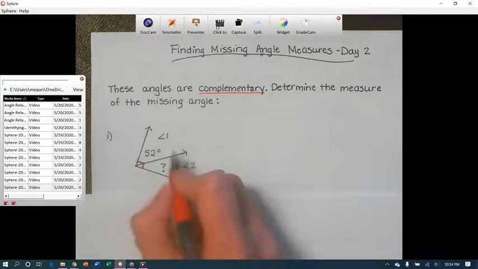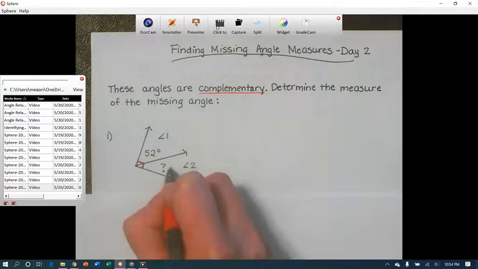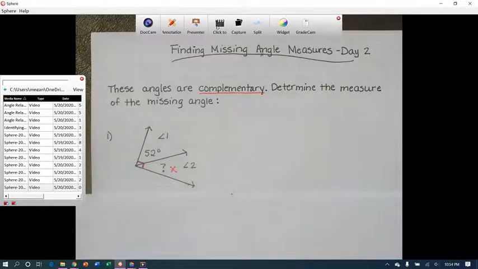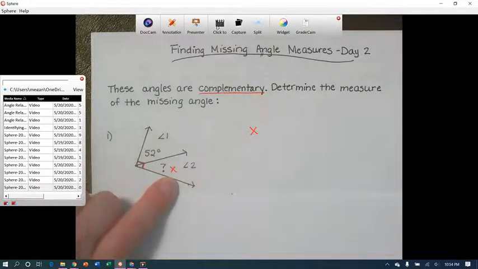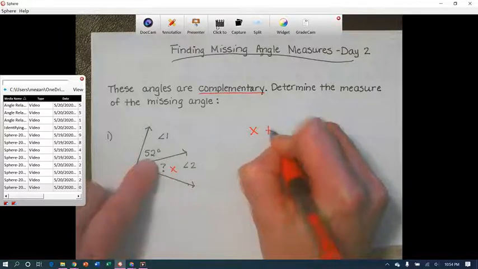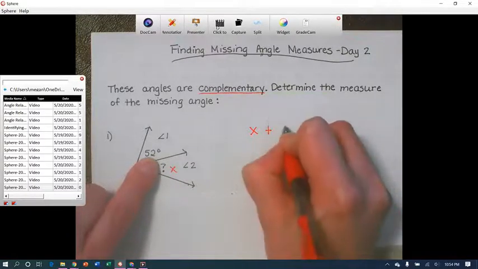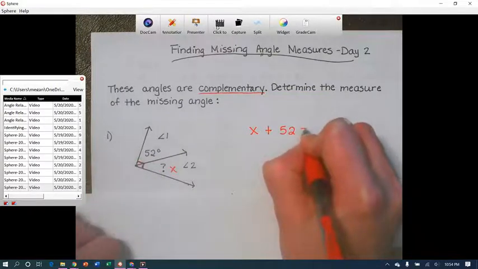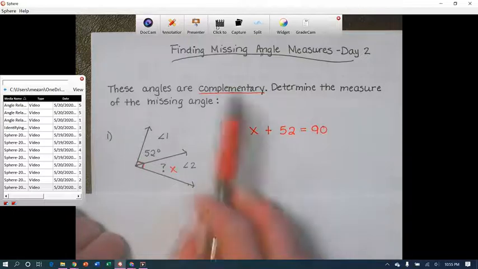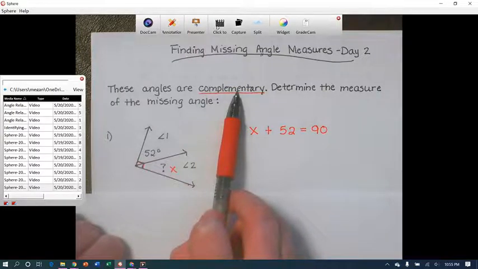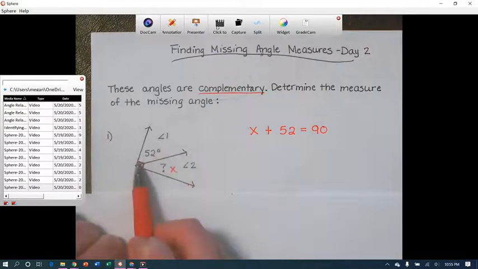And so with an unknown value, I'm going to label that x. And we're actually going to create an equation to find the measure of this missing value. So we're going to say that this missing value, x, plus the 52 degrees, the measure of angle 1, is equal to 90 degrees. How do I know the 90 degrees? Again, because I'm told that the two angles are complementary, and I also see this symbol down here, meaning 90 degrees.